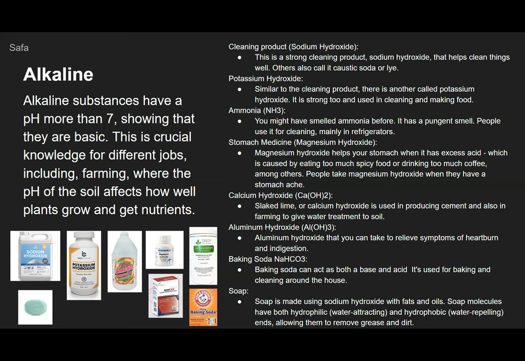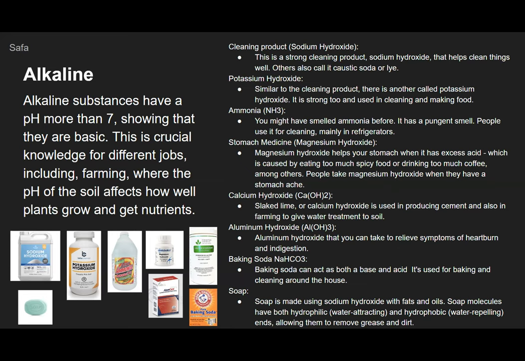Ammonia. You might have smelled ammonia before. It has a pungent smell. People use it for cleaning, mainly in refrigerators. Stomach medicine, which could be magnesium hydroxide. Magnesium hydroxide helps your stomach when it has excess acid, caused by eating too much spicy food or drinking too much coffee, among other things. People take magnesium hydroxide when they have a stomach ache.